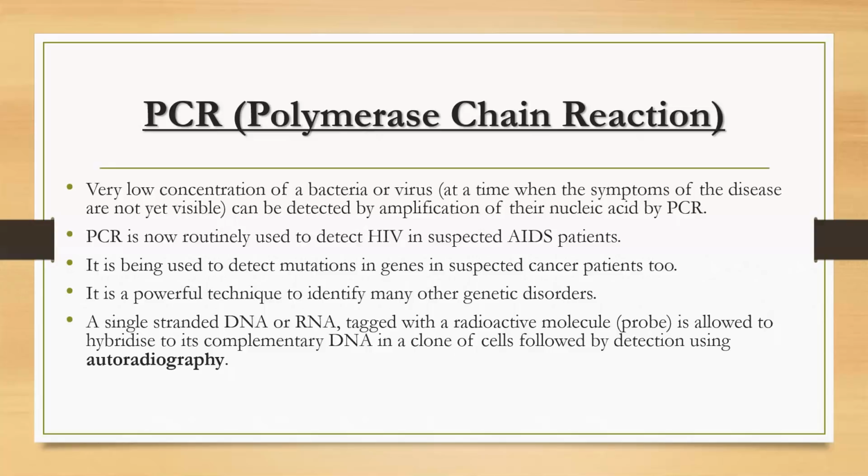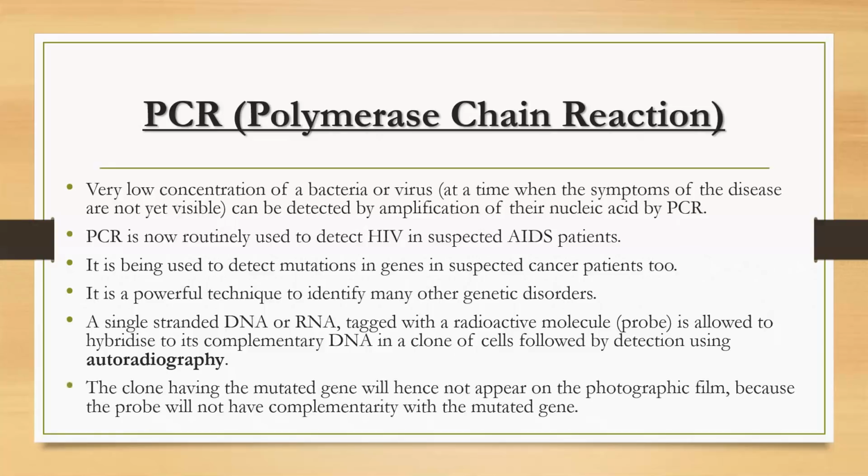So by this, it is possible to detect some of the genetic disorders or the genetic defects found in a patient. The clone having the mutated gene will hence not appear in a photographic film because the probe will not have complementarity with the mutated gene. So the normal individual or the healthy individual will not contain the mutated genes, but the patient contains mutated genes. So it can be detected by the help of this autoradiography. So this is the importance of PCR for the detection of genetic disorders.